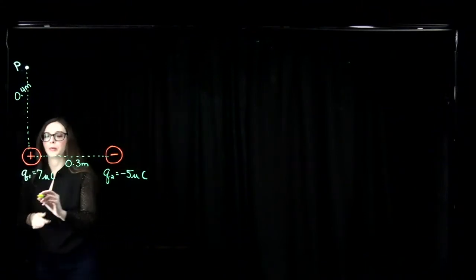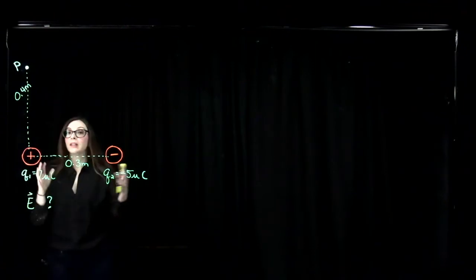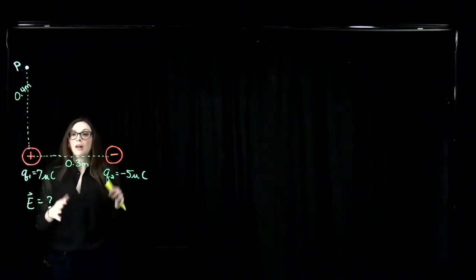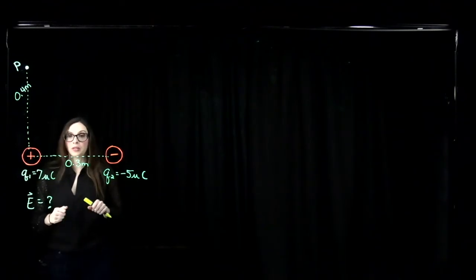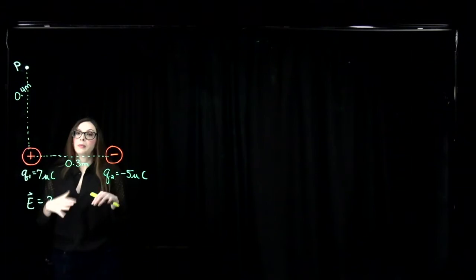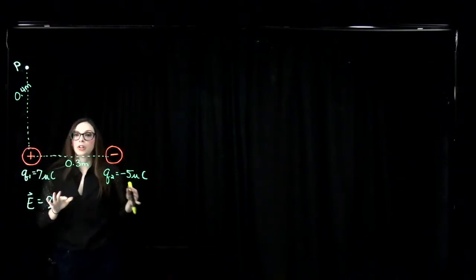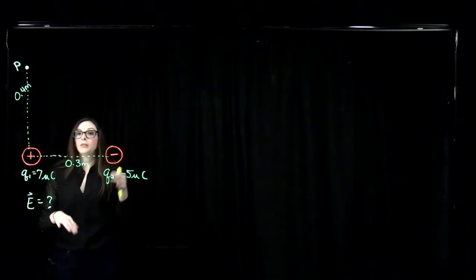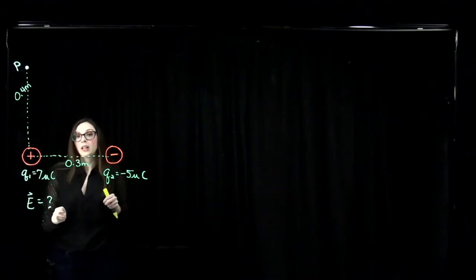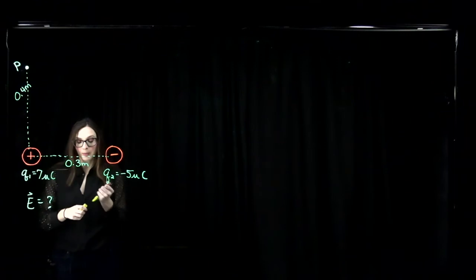So I guess that's what we're looking for, E. We're going to get the magnitude and direction of this electric field, so we're going to get all the information about this particular electric field. So we're going to get the full vector. Now the first thing that I like to do before I start doing any calculations is to think about the directions in which these electric fields are behaving.